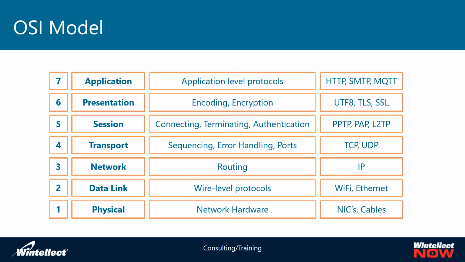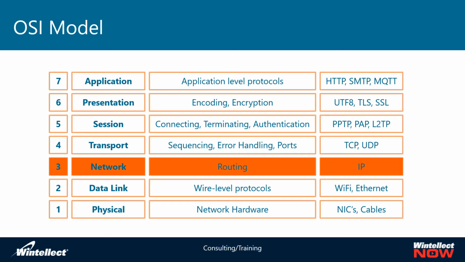Well, this wraps up our video for today on the OSI model. Next time we'll be talking about layer 3 routing and IP addresses and how all this works to get your traffic across the internet.